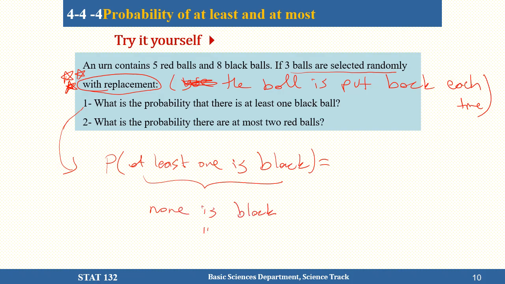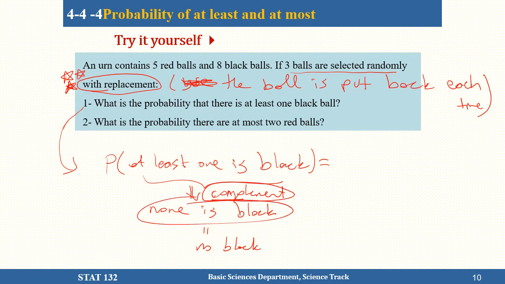So it means no black. So this is okay, it's the complement. I'm thinking of its complement. Complement means its opposite. So its complement is none of them is black, or no black. So then we can write here 1 minus the probability of no black.